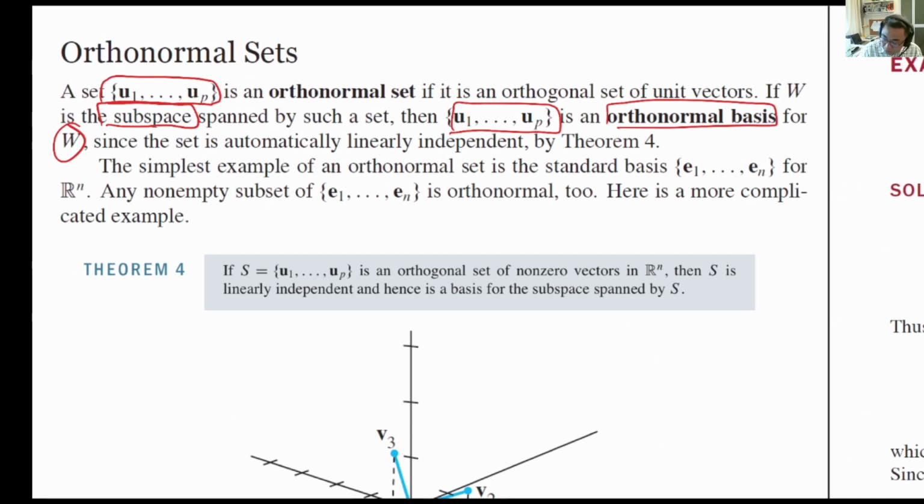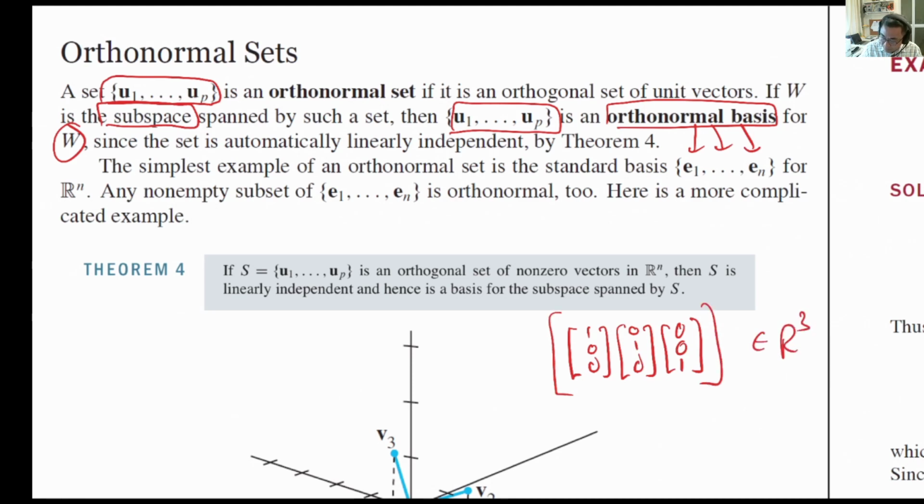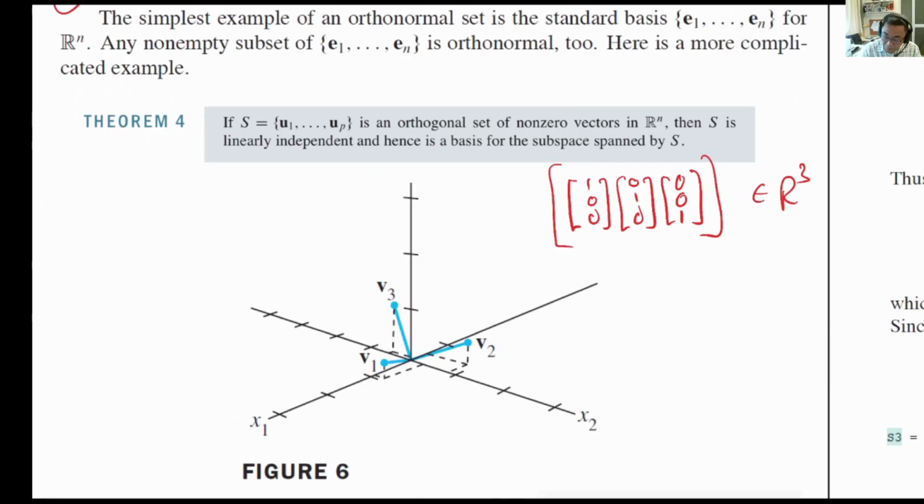The simplest orthonormal set is what we have dealt with every day, for example, 1, 0, 0, 0, 1, 0, 0, 0, 1 for R3. But we are not restricted to having such a simple standard basis.